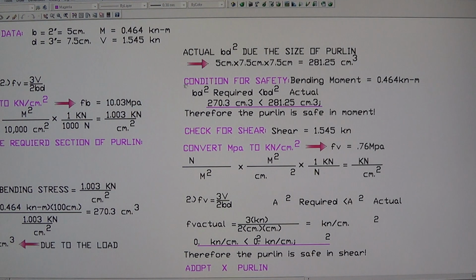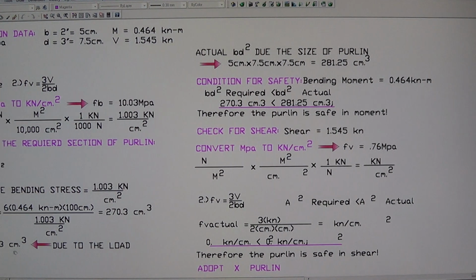Now the condition for safety: due to the bending moment of 4.64 kilonewton meter is the required BD squared. It's the area section. The required should be less than the actual. This is the actual size that we use. Okay, so substitute the value there.